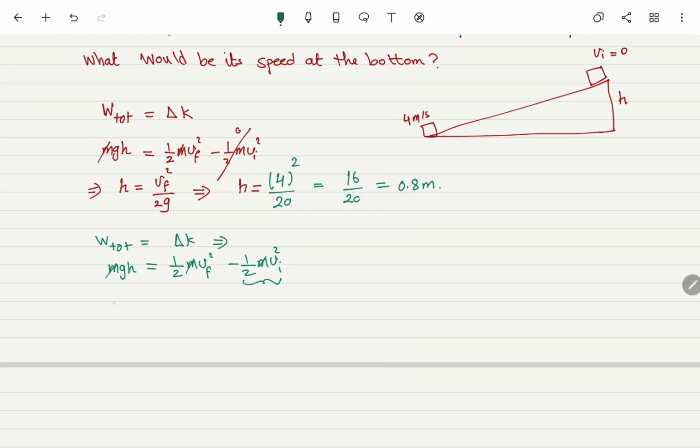Now 0.8 multiplied by 10 equals half v final squared minus half 3 squared, which is 9. If you solve this equation, you will find v final equals the square root of 25, or 5 meters per second.